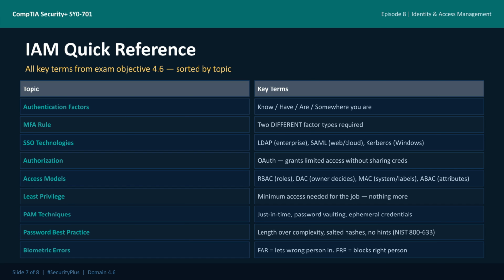This IAM quick reference covers key terms by topic. Authentication factors are know, have, are, and somewhere you are. The MFA rule requires two different factor types. Know the SSO technologies and the difference between authorization and least privilege. Remember biometric error rates. FAR lets the wrong person in. FRR blocks the right person.